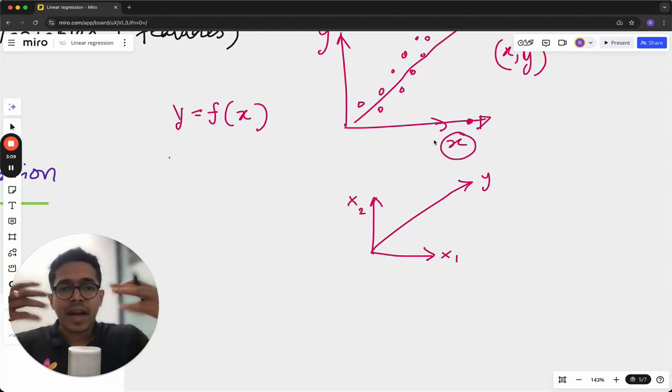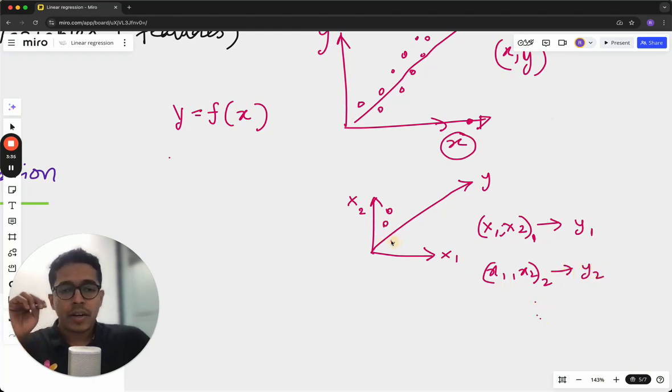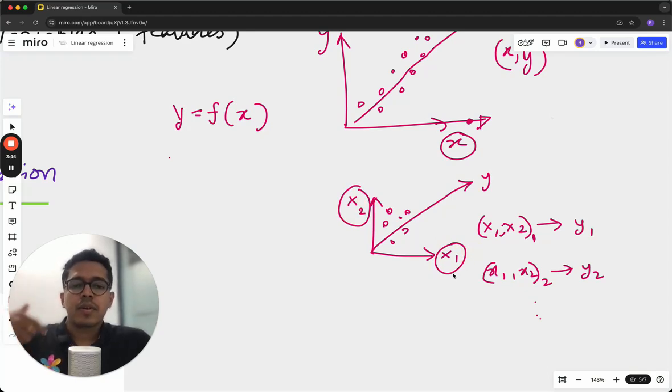And for values which were not part of the training data, so training data will be x1, x2 input pairs mapped to, let's say, the corresponding y. So this is, let's say, x1, x2 with index 1 mapped to y1. x1, x2, so 1 is the first dimension, 2 is the second dimension, x1, x2 index 2 mapped to y2, like that. These are all part of training data. And then the model, which will be a plane in this case, because there are two features or two dimensions for the input variables, that plane itself will be the machine learning model.